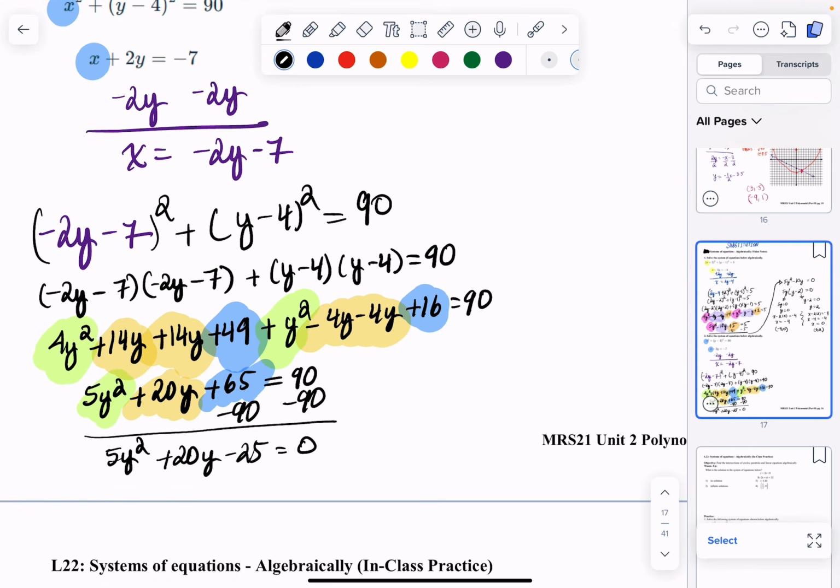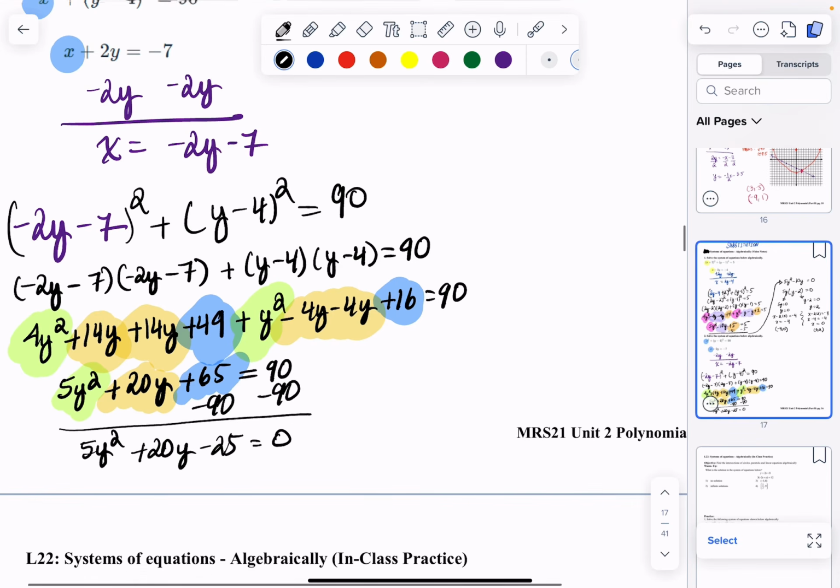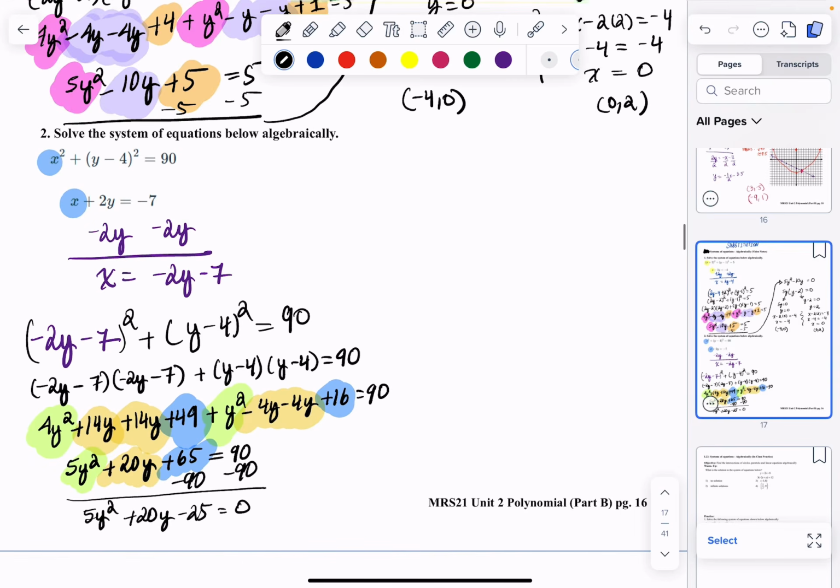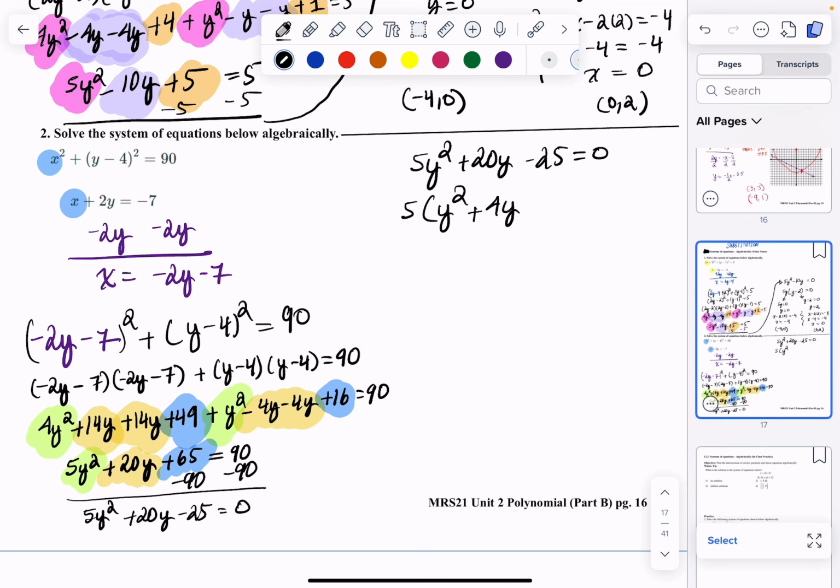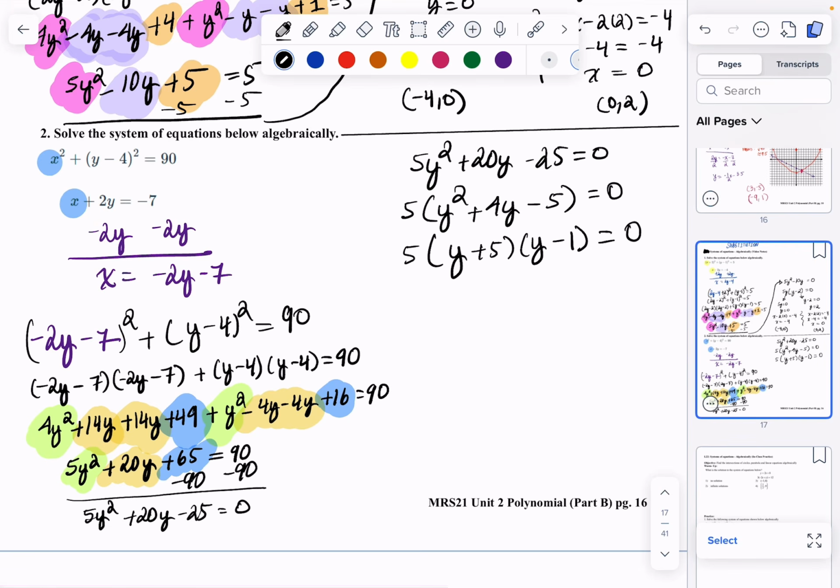So this one, I can pull out a GCF. Let's come back to the top. I could pull out a GCF and make my life a little bit easier. So 5y squared plus 20y minus 25 is equal to 0. Pull out a GCF of 5. We get y squared plus 4y minus 5 is equal to 0. And now I can factor. y plus 5, and then y minus 1. 5 times negative 1 multiplies to negative 5, and they add up to a positive 4.